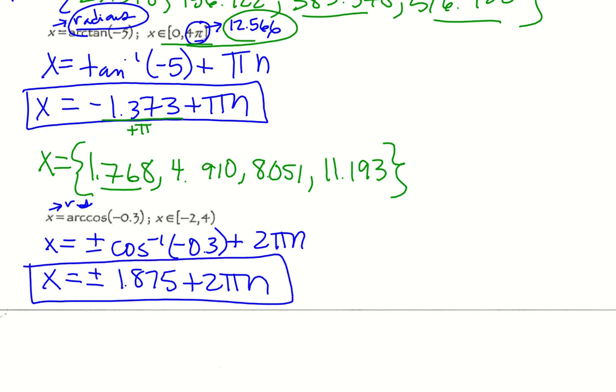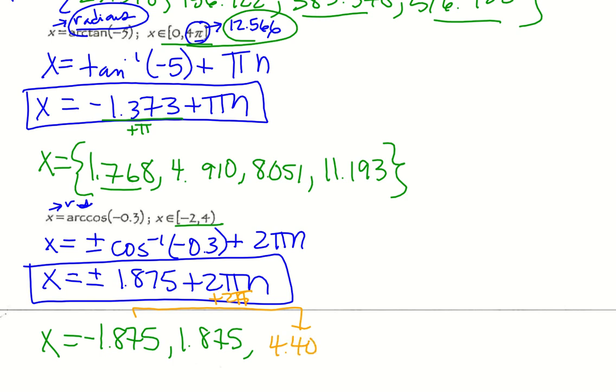Now for our particular solutions that fall between -2 and 4, I'm going to start with my -1.875. That's pretty close to -2. And then I'm going to take my +1.875. And then I'm going to add 2 pi to this -1.875. That gives me 4.408, which is bigger than my 4, so I don't want that. And these are the only solutions that fit between -2 and 4.